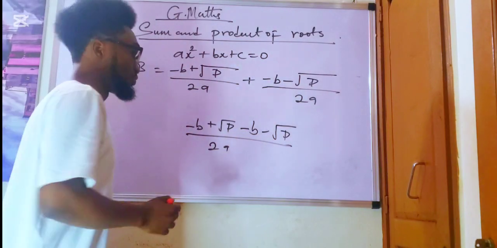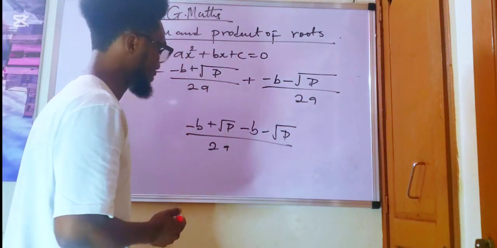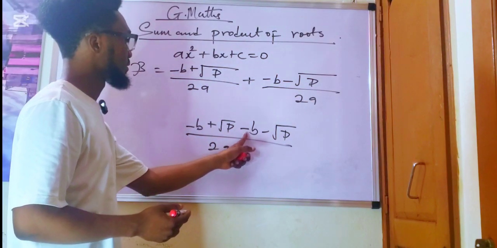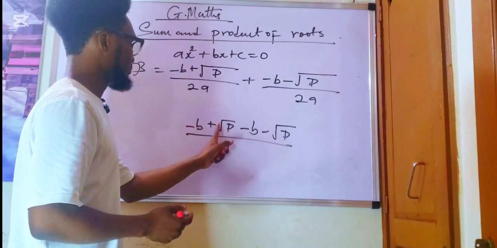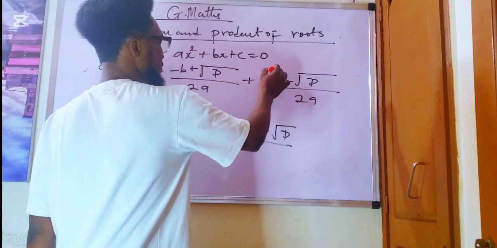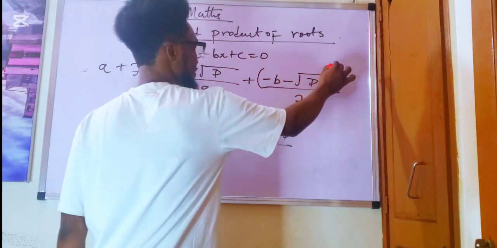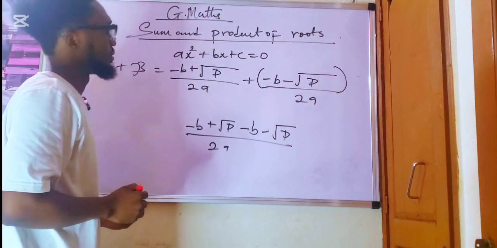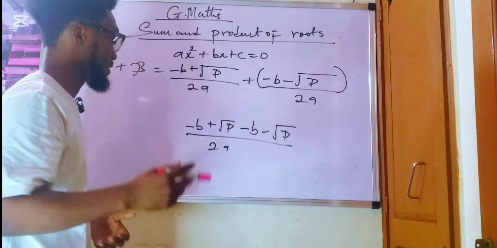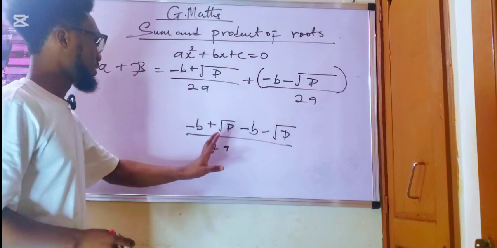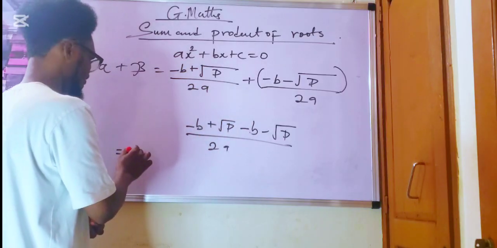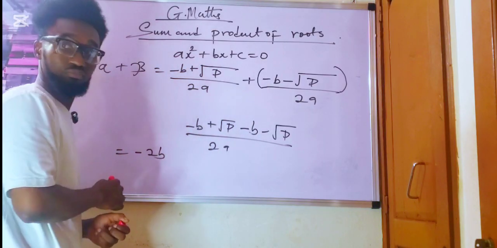Now at this point, what I need to do is collect my like terms. By collecting like terms, I see that minus b and minus b are like terms, and square root of d and minus square root of d are like terms. Please, while doing this, remember to bracket this to separate the expressions that you have. Okay, my bad. Sorry, I did not introduce it earlier. So now, collecting my like terms from here, minus b and minus b will give me minus 2b.